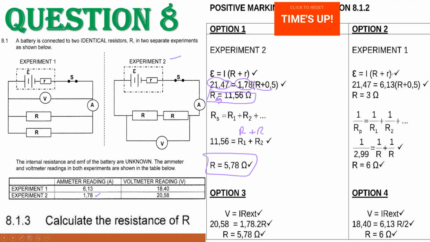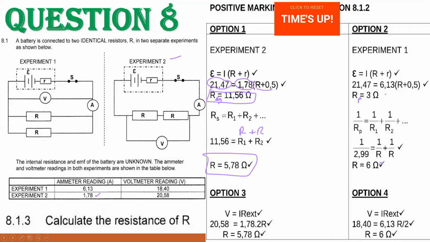Option 2, using the other experiment, same steps. So using the R parallel combination. Now let's say R parallel. So you calculate R parallel. After that, 1 over R1 plus 1 over R2, R1 and R2 are equal. Finally, you are getting R as 6 ohms. As you see, 5.78 and 6 ohms are more or less the same. So when you round off, you get it. Because of calculation it is just a bit different, and that's okay, because of the experiment.